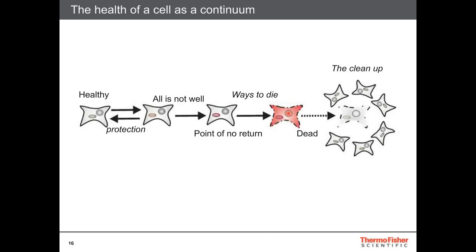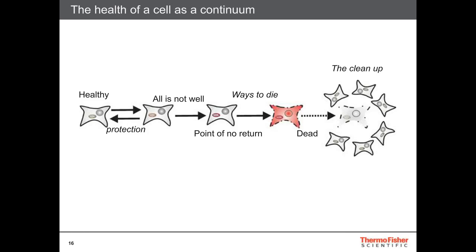So we can think of the health of a cell as a continuum. They can go from healthy to signs that all is not well, a sign that the cell is unhealthy. We can also look at cytoprotective mechanisms. These are activated to take the cell back from not being particularly healthy back to a well state. We can then look at markers at the point of no return, after which the cells cannot recover and they progress to die.